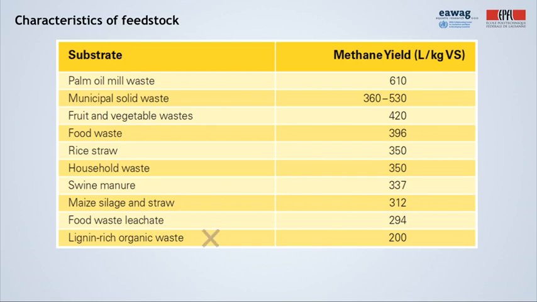Interestingly, lignin, one of the main wood constituents, doesn't degrade under anaerobic conditions. So anaerobic digestion is not really suited for treating yard waste or woody waste. You can see this here in the last row, where the methane yield of lignin-rich organic waste is quite low.